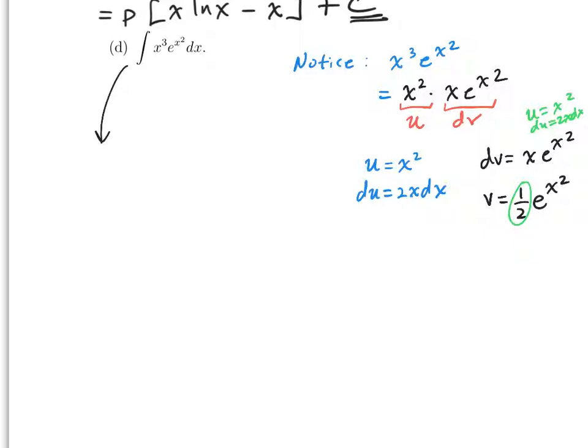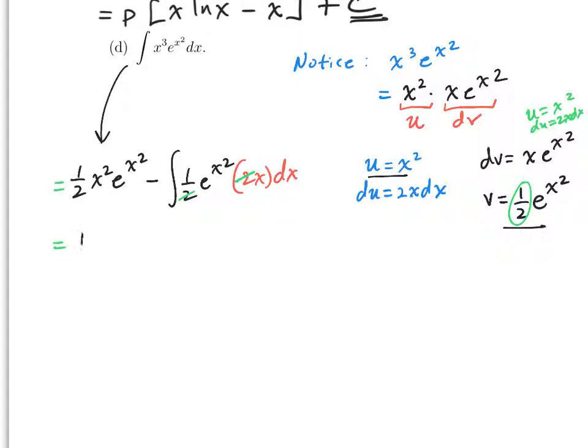So using integration by parts, remember, is uv, so that will give you 1/2 x squared e to the x squared minus v, which is 1/2 e to the x squared, du, which is 2x dx. Here, notice that these two cancel, and then we end up with 1/2 x squared e to the x squared minus the integral of x e to the x squared dx.